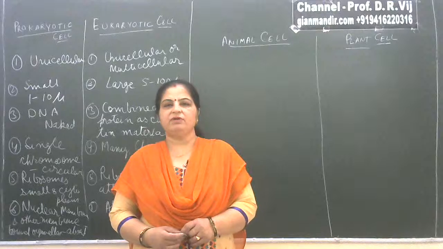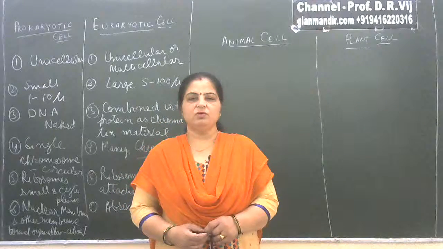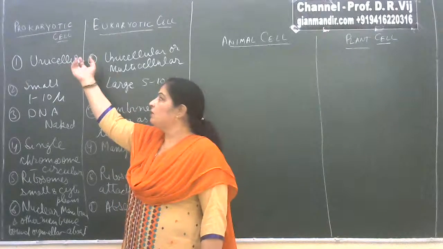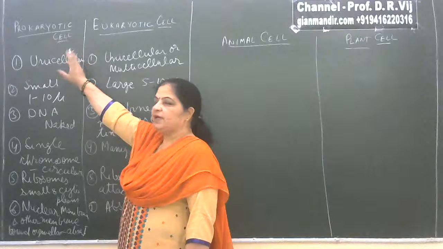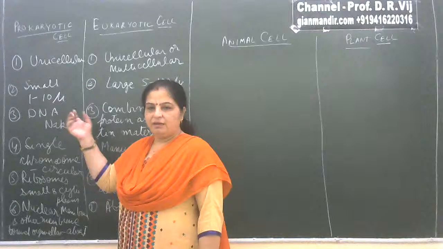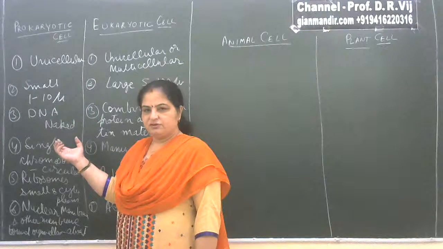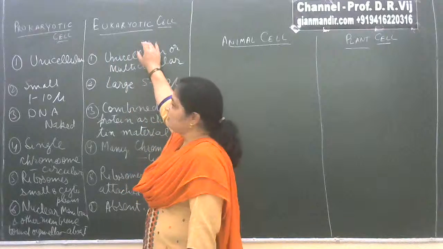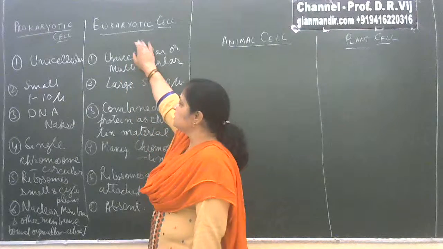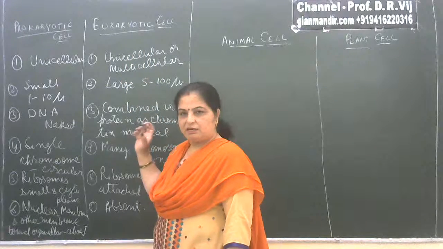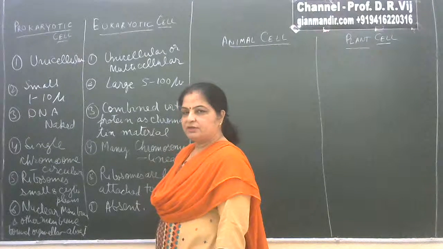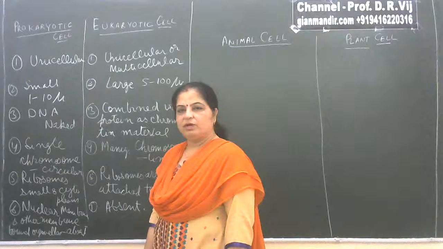So first of all, let's have a look at the comparison of eukaryotic and prokaryotic cells. Pro means primitive, karyot means nucleus. These are the cells which have a primitive type of nucleus. That means they do not have any membrane-bound nucleus, and here the nuclear region is known as nucleoid. But in a eukaryotic cell, eu means modern or modified and karyot means nucleus. These are the cells that have a well-defined nucleus which is surrounded by a double-layered nuclear membrane. Other than this, there are certain differences between eukaryotic and prokaryotic cells.